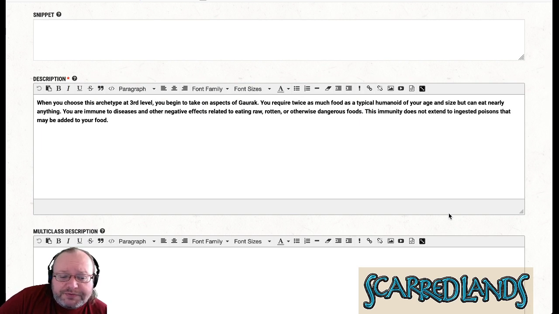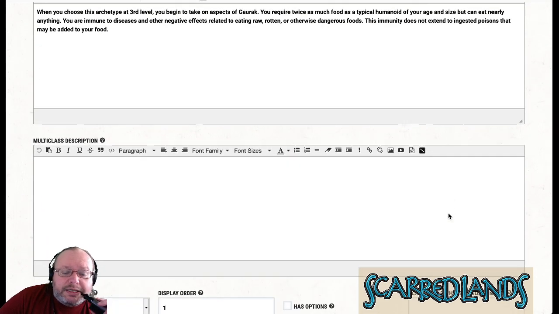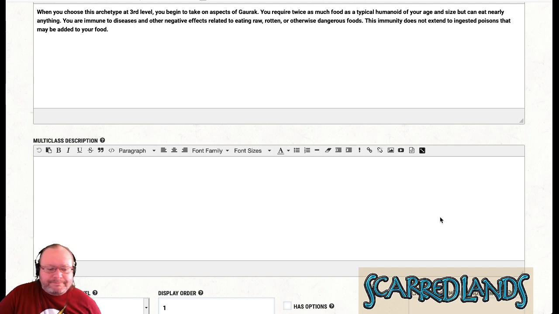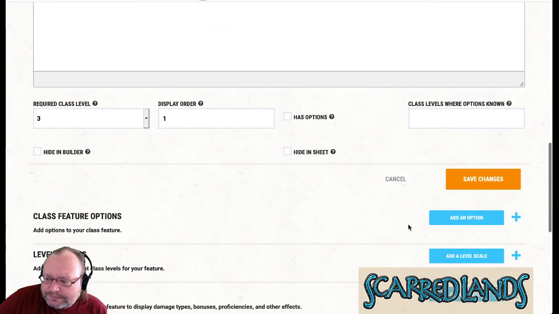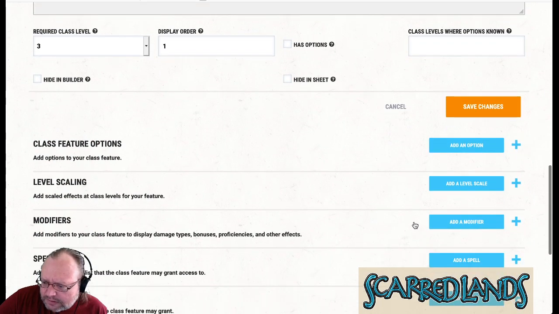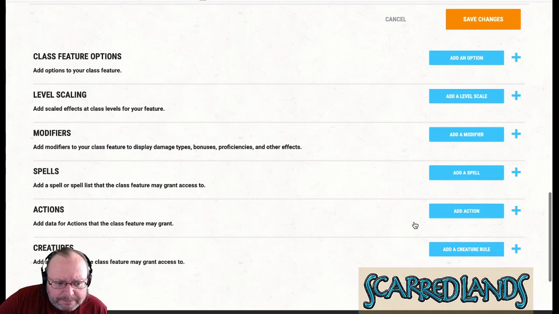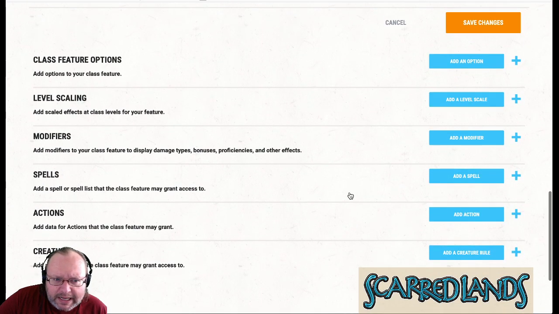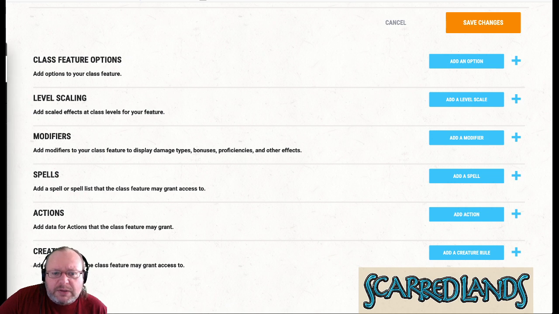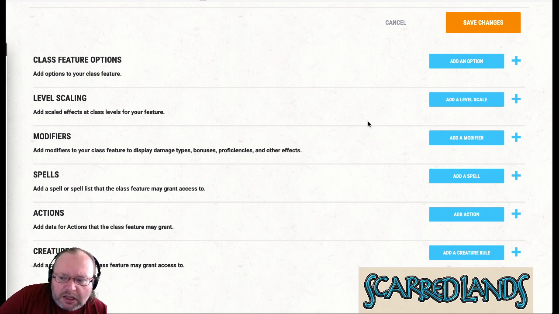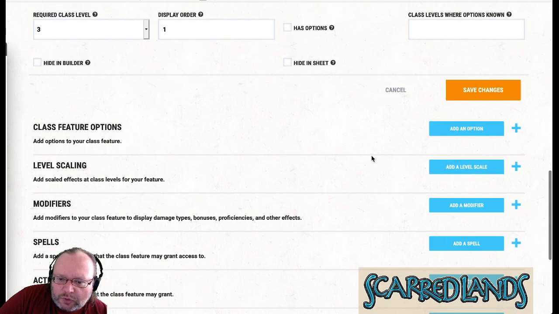They require twice as much food as a typical humanoid. They're immune to diseases and other negative effects related to eating raw, rotten, or otherwise dangerous food. But it doesn't extend to poisons. You can still poison them. Someone had asked about that in the feedback. Like, why wouldn't you give them poison immunity? And it's something I'm rolling around in my head.